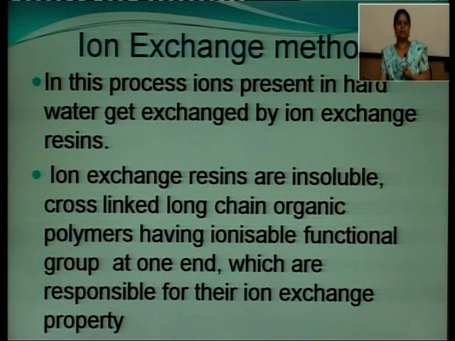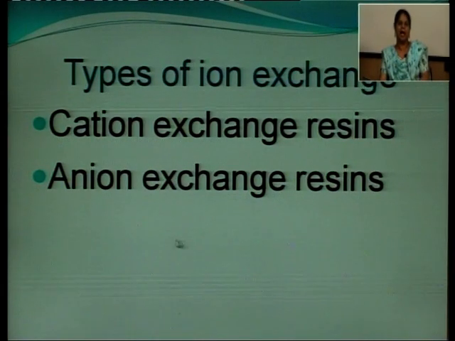For this method, we require two types of resins. Resins are nothing but cross-linked long chain organic polymers which have ionizable functional groups at one end. These ionizable functional groups are basically responsible for ion exchange with the ions which are present in hard water. Depending upon the ionizable functional group, these resins are of two types: one is the cation exchange resins and the other is anion exchange resins.